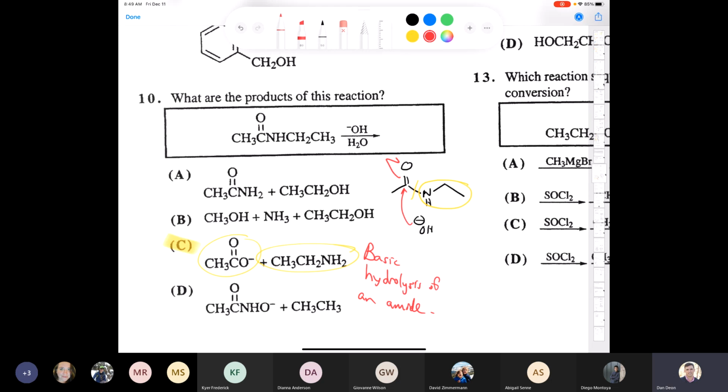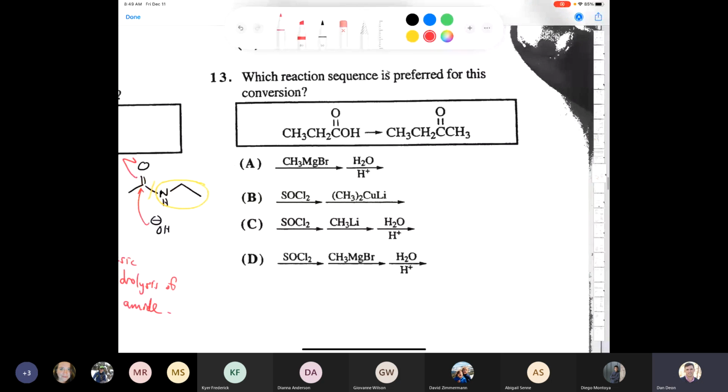Okay, number 13. Which reaction sequence is preferred for this conversion? I'll give you a second to take a gander at it. This is a reaction that you would have had to have memorized. It was covered in chapter 21. So the alpha carbon chemistry. So it's not in chapter 20. This is a chapter 21 reaction.